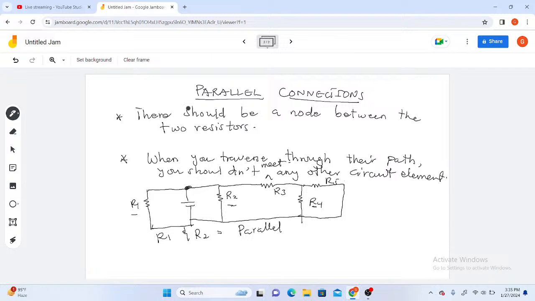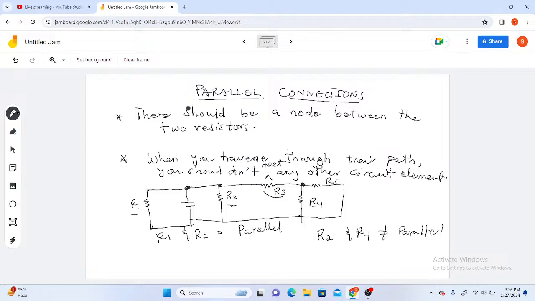Now let's see R2 and R4. These two resistors, you can clearly see that between them there is a node here as well as a node here. Hence, the first condition is satisfied. Now, when you traverse through them, let's see. If I move across these two resistors, you realize that I am meeting a third resistor here, which is resistor R3. Hence, my condition is not satisfied. Hence, R2 and R4 are not parallel.